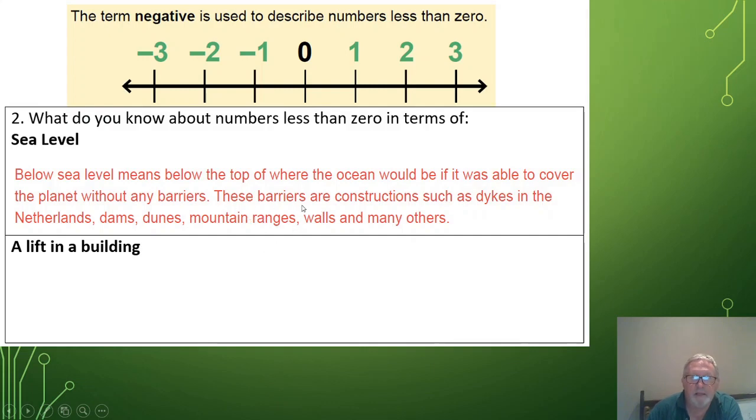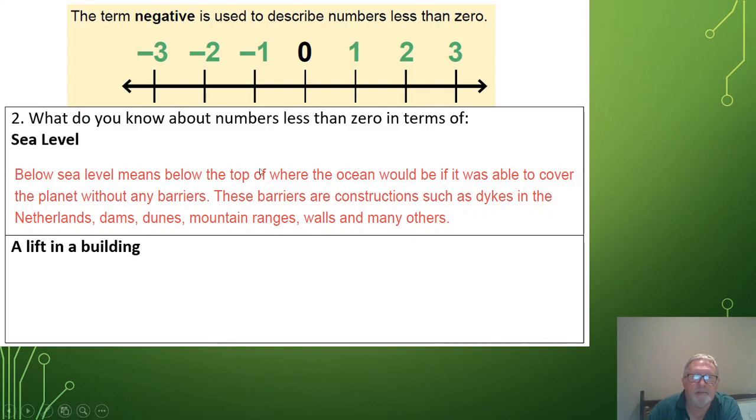There are certain places around the world where the sea actually has to be held back. Barriers are constructions such as dikes in the Netherlands, dams, even countries have sand dunes along the edges. Mountain ranges act as natural barriers. You only have to go down to, say, Sandgate, and you'll see walls that have been built so that they hold the water back at times from going onto the land.